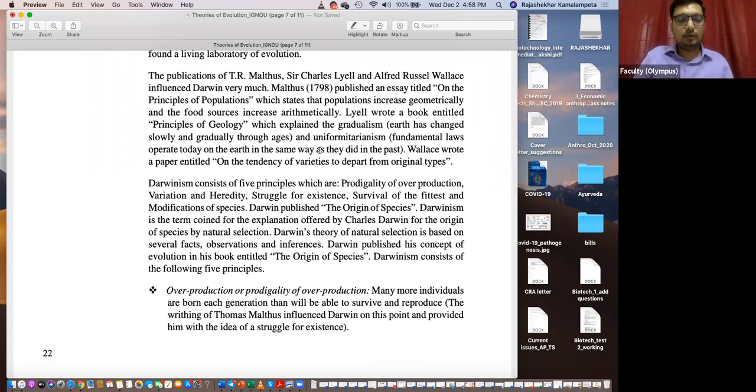Then Wallace wrote a paper called On the Tendency of Varieties to Depart Indefinitely from the Original Type. So he talked about the concept of change from the original type to new varieties. All these things he could put together, so I think that probably helped him greatly. If you have to write about Darwinism, mention the influence that he got from various resources like this.